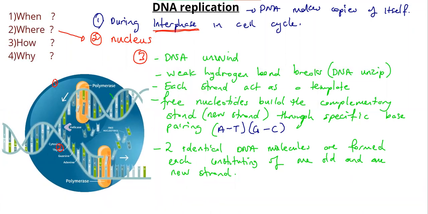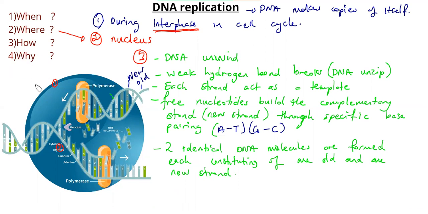Okay, so you can see that this is a new strand, and this one is an old one. This one is an old strand that we can see here, and this one is a new strand that we are forming here. And in the end, we have got two identical DNA molecules. That's what we call DNA replication. So in this case, we have two identical molecules, and the process is done.